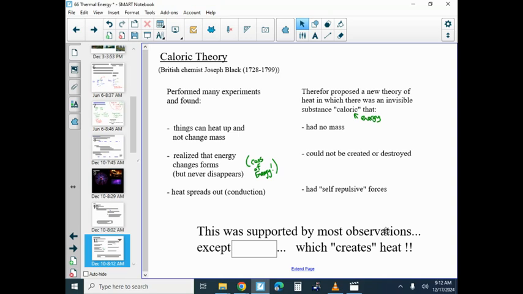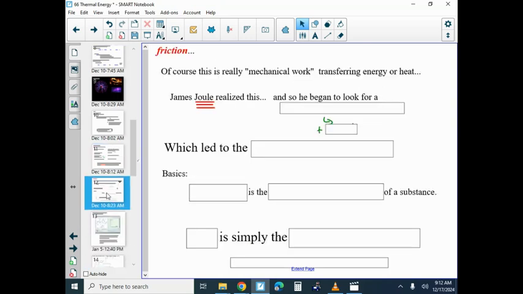It was supported by lots of observations, except for things which create heat. Basically, this didn't really take into account the idea of friction, and so one step further was needed. James Joule, the name that we still give credit to, of course, realized the idea of mechanical work and the transferring of thermal energy and so on.